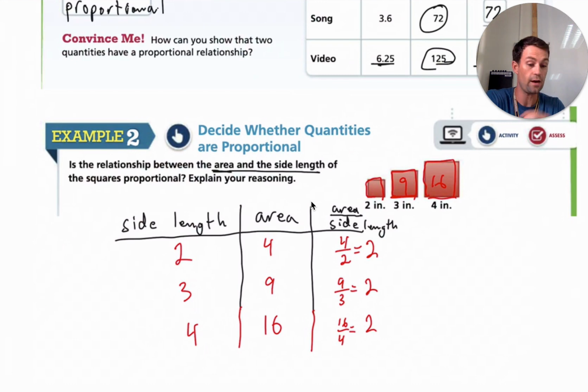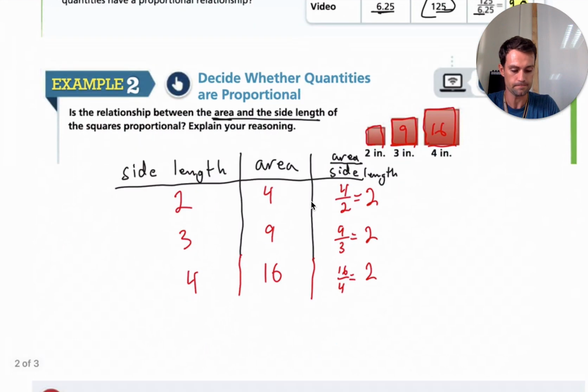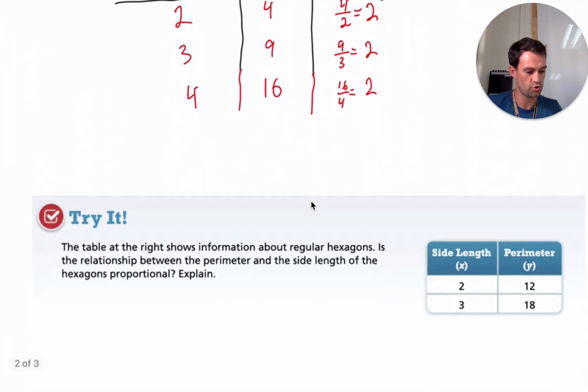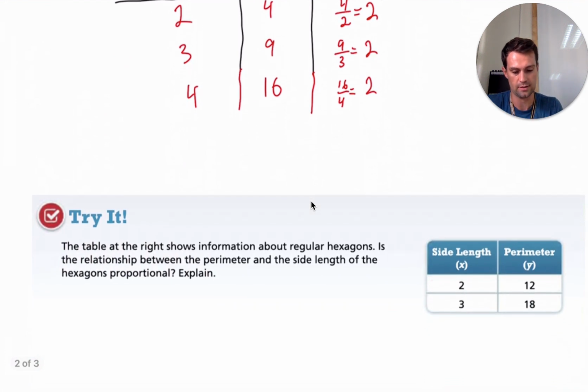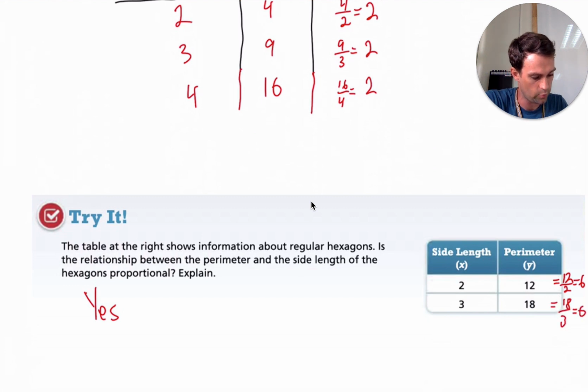All right, so they are all proportional there. So go ahead and try this one out on your own. The table at the right and the side length. So are the perimeters in the table proportional? Yes, they are proportional, because we can see this one would be 12 out of 2, which is 6. And this one is 18 out of 3, which is 6. They are proportional. The perimeter and side lengths.